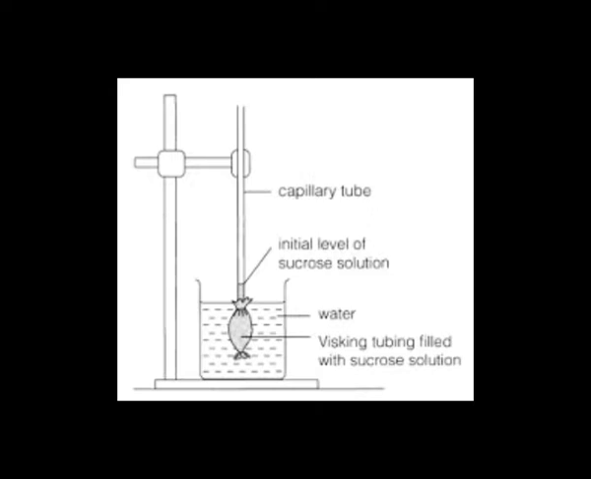Now it is the same type of setup, only in place of the Thistle funnel, here we have taken the whisking bag. Now tie the mouth of the bag firmly around the capillary tube and support it on the clamp stand. Now immerse the whisking bag in a beaker with water, and after an hour the level of sugar solution in the capillary tube will rise. This rise is due to the water molecules diffusing through the wall of the whisking bag.